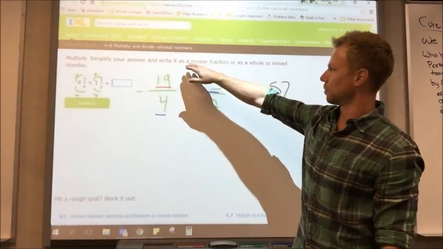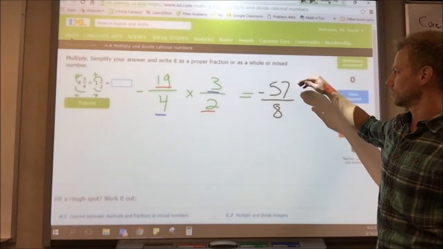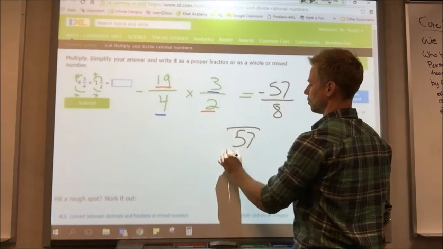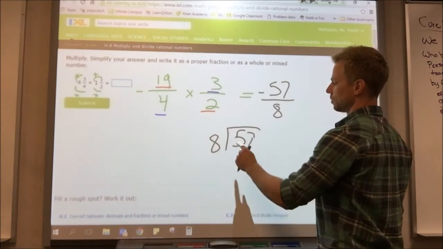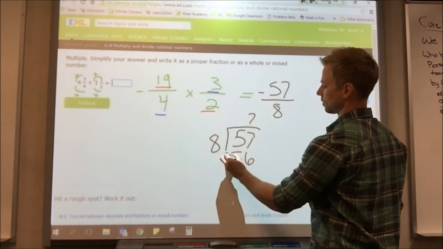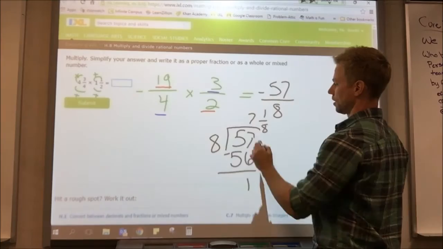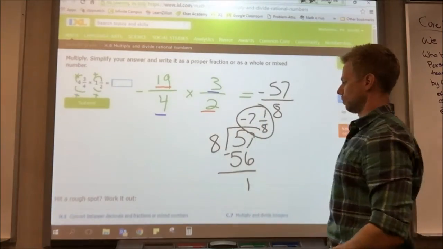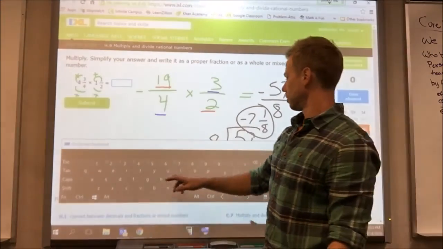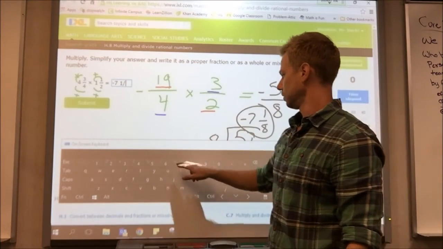Now it says I have to answer as a proper fraction, whole number, or mixed number. This is an improper fraction again because the bigger number's on top. So I have to divide to make it into a mixed number. So how many times does 8 go into 57? Well, I know 8 times 7 is 56. Subtract and I get 1. So it's 7 and 1/8. Don't forget my negative. My final answer is negative 7 and 1/8. So I'll plug that in. Negative 7 and 1/8.